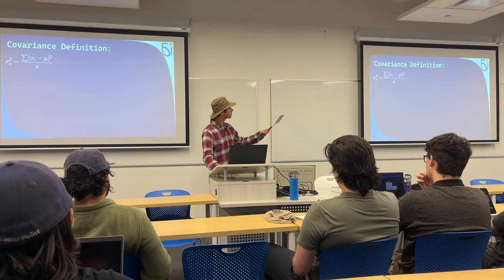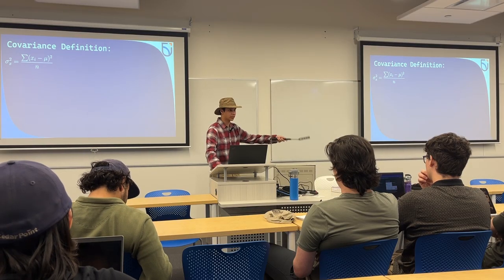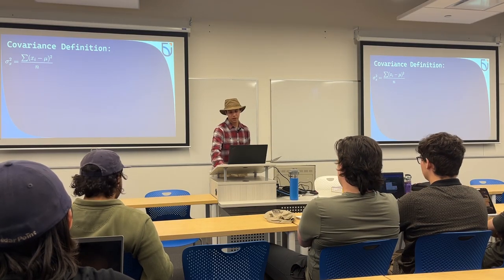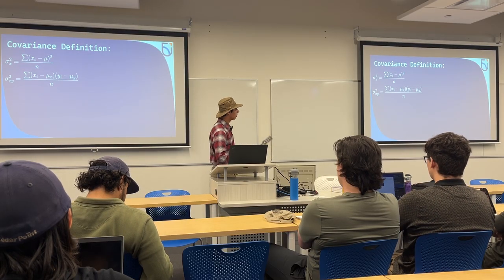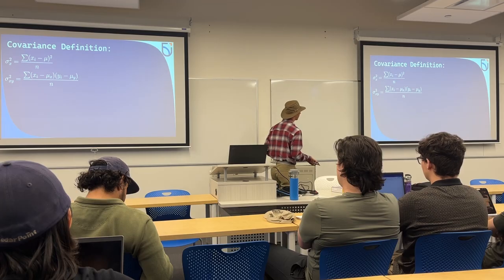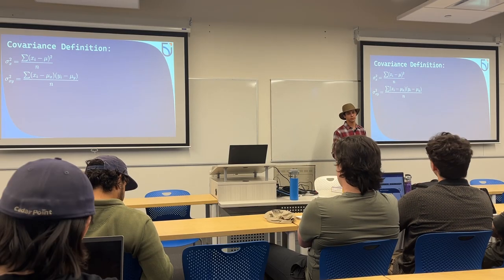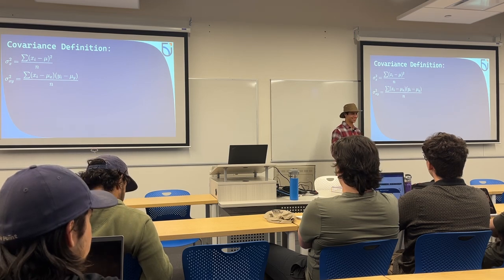So this is our variance definition, right? We've all seen this. We've all had to deal with this in statistics in second year. This here is covariance. What's the difference? It's a spot the difference game. Can anyone tell me what is different between these two?